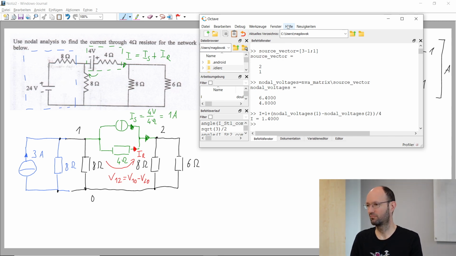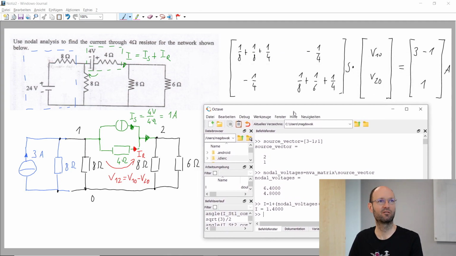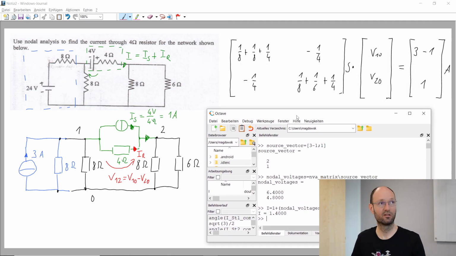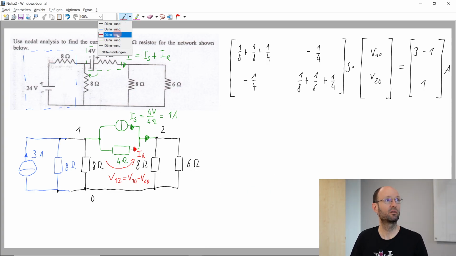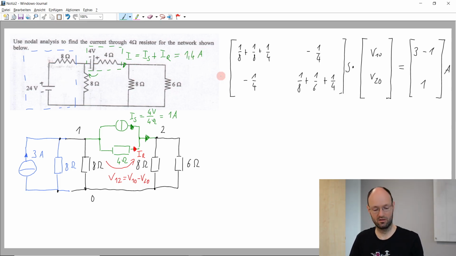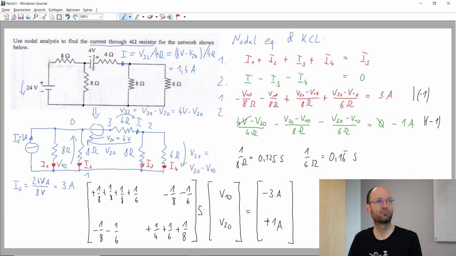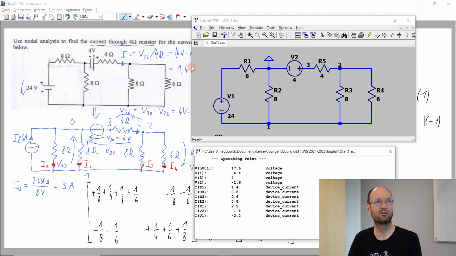And so we get 1.4 ampere, which totally makes sense and which also coincides with what we calculated before. But let me at first note down the result here, 1.4 ampere, and this coincided with what we calculated here, and this also coincided with what we calculated using LTspice.